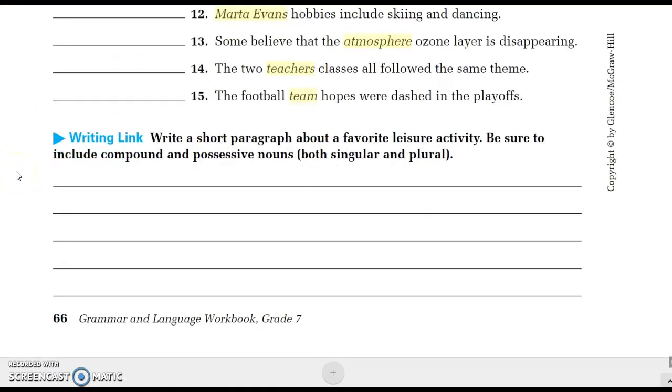The last question is called the writing link. Please write a short paragraph about a favorite leisure activity. Be sure to include compound and possessive nouns, both singular and plural. For clarification, a leisure activity is a hobby. So anything that you do for fun would be something that you could write this paragraph about. So if you play video games or play a sport for fun, then those would be things that you could include in this paragraph.